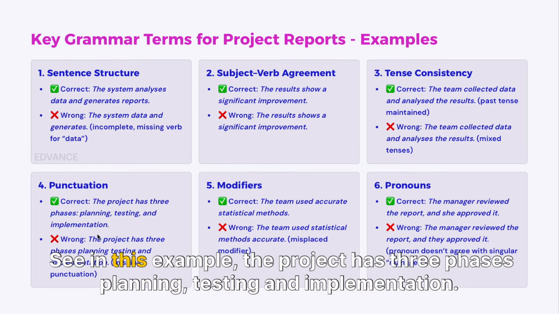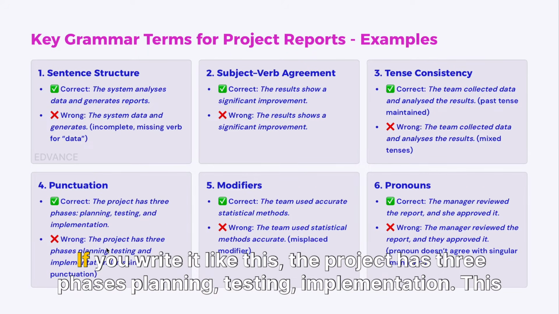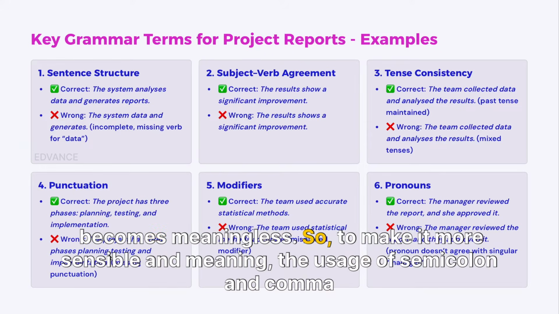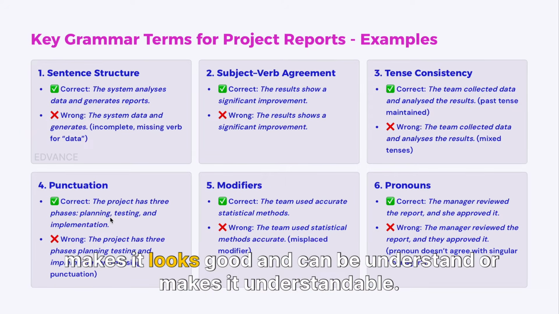See, in this example, the project has 3 phases: planning, testing, and implementation. If you write it like this, the project has 3 phases: planning, testing, implementation, this becomes meaningless. So to make it more sensible and meaningful, the usage of semicolon and comma makes it look good and understandable.